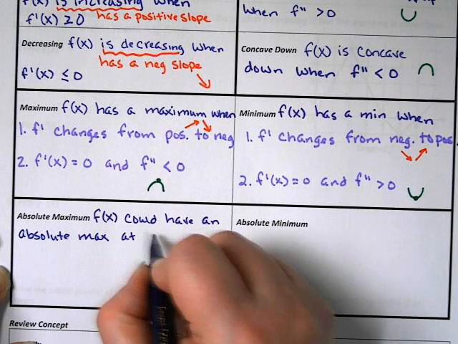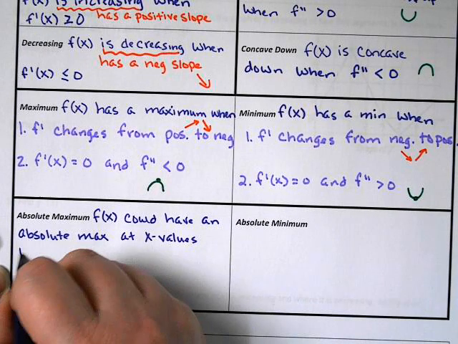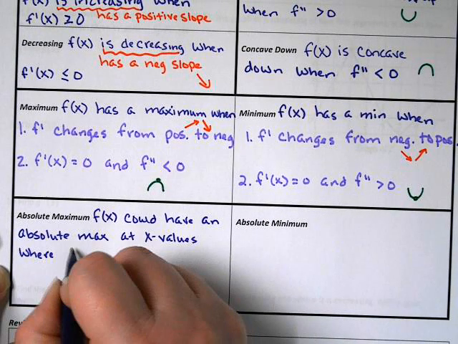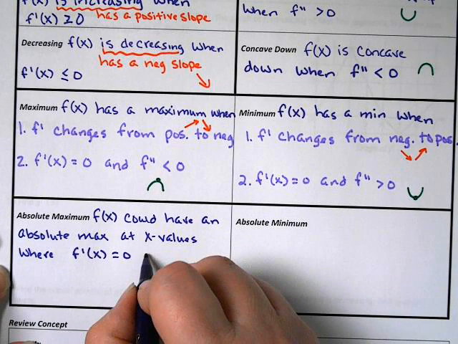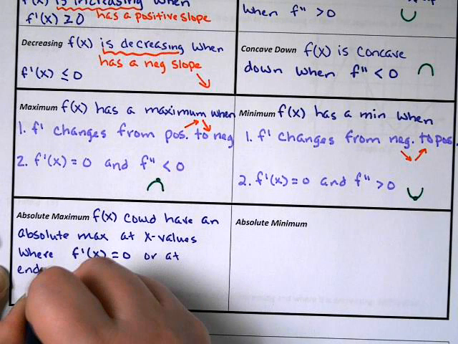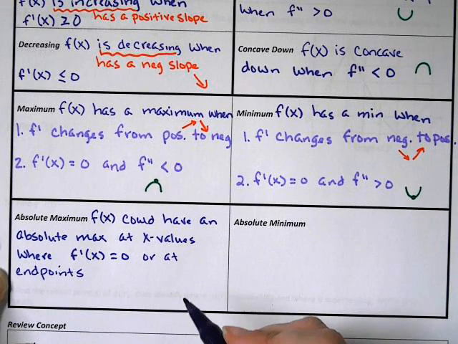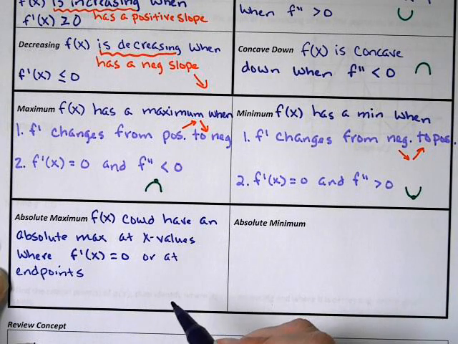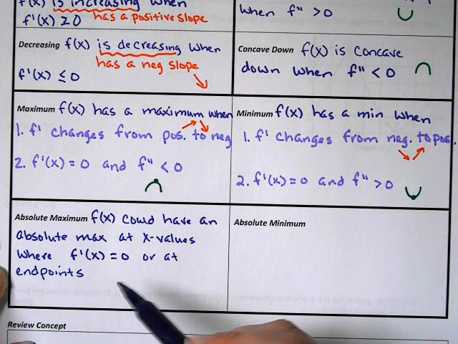At x values where f prime of x equals 0, or at endpoints. So we always have to be very careful. It's important to make sure that we double check the endpoints of a function as well.